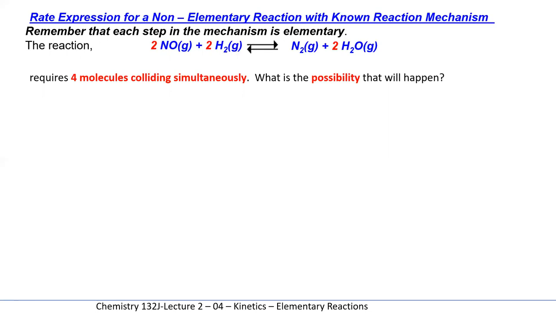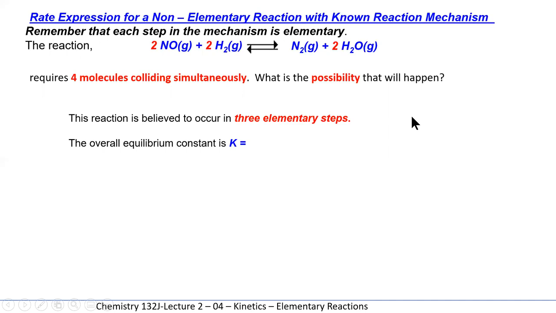So we're going to suggest that this particular reaction has a mechanism. There's got to be intermediate steps. So the overall equilibrium expression would be determined by taking the concentration of N2, multiplying by the concentration of water squared, and dividing it by the concentration of NO squared times the concentration of H2. Again, the law of mass action.